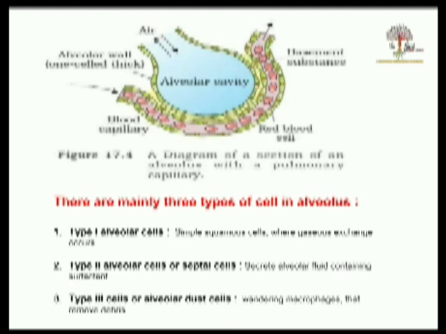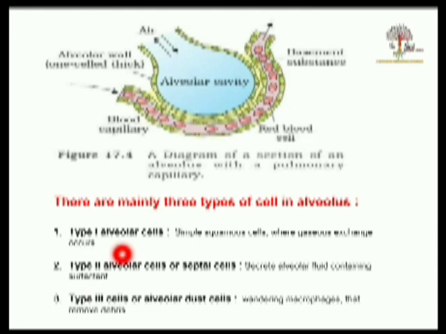Type 2 alveolar cells are also known as septal cells, which secrete alveolar fluid, and inside this alveolar fluid there are surfactant molecules, which dissolve the mucus, and this mucus is secreted from a special type of cell called mucus secretory cells. This mucus remains inside our alveolus, and it keeps our alveolus in a slippery condition.